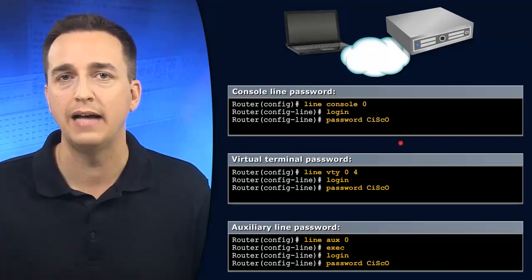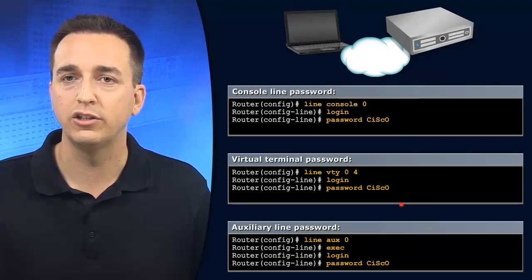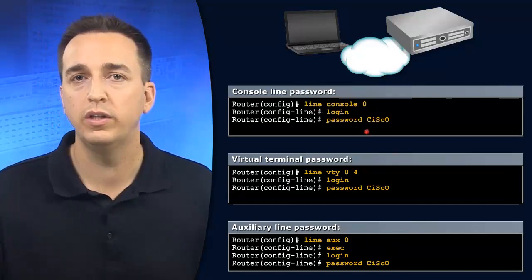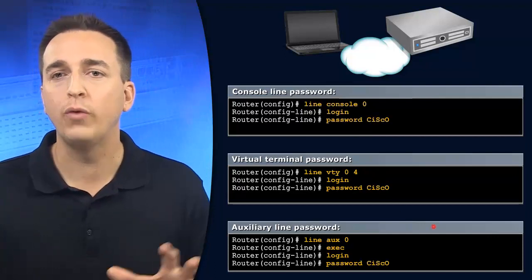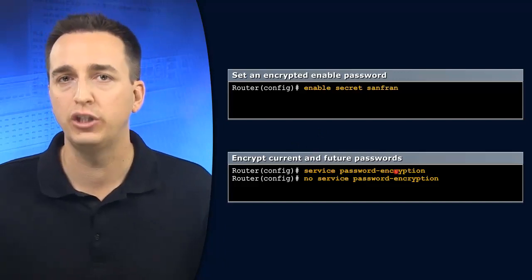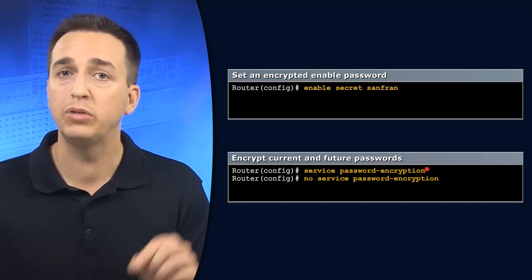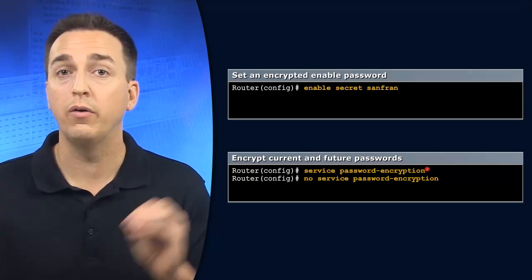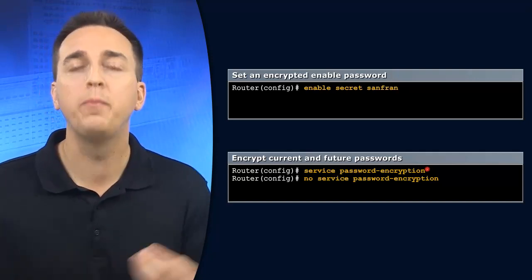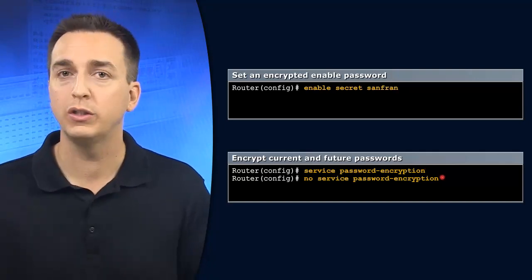Again, not very strong. And the last thing we ever want to do is have the same password used for all types of connections. Now, these passwords are going to be stored in plain text within the running config. So how can we encrypt them with just a basic level of encryption? We can use the service password encryption command. What this command does is it makes sure that all current plain text passwords in the running config are now encrypted, and all future passwords that are created using the password keyword will be encrypted as well. If you want to remove this functionality, you type in no service password encryption.